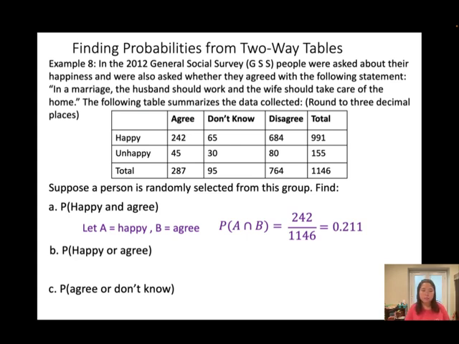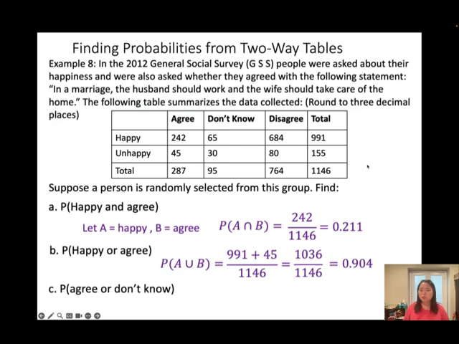Okay, B. Probability of happy or agree. I can get happy or agree. So think about it. How many of them are happy in total? That will be 991. Okay, happy or agree. You don't add up these two numbers. Do you know why? If I circle it here and circle it here, and I add up 287 plus 991, I will duplicate this number. We only pick this number once. So either you could do 242 plus 65 plus 684 and then plus 45, or you could just use 991, which is the total of happy, and you only add the 45 here. So A or B over the grand total. Use the calculator. You should get 0.904.